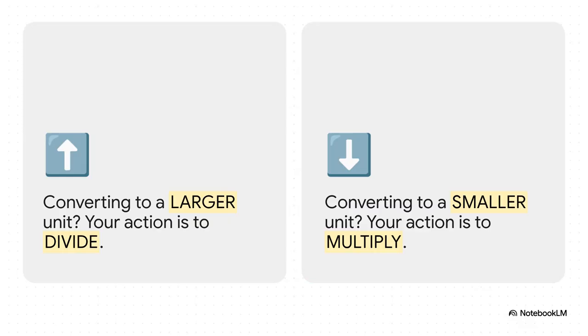And here it is. This is what I call the golden rule. If you are converting to a larger unit, you divide. Think about it like cashing in 100 pennies for one single dollar bill. You're dividing. And if you're converting to a smaller unit, you multiply. That's like breaking that dollar bill back into 100 pennies. So just remember this. Divide up, multiply down. That's it. That's the whole secret.